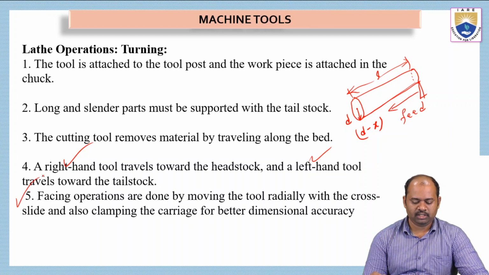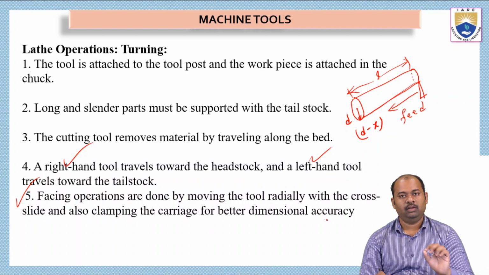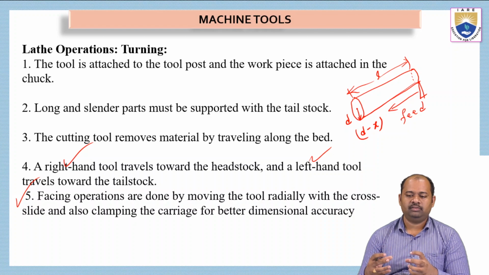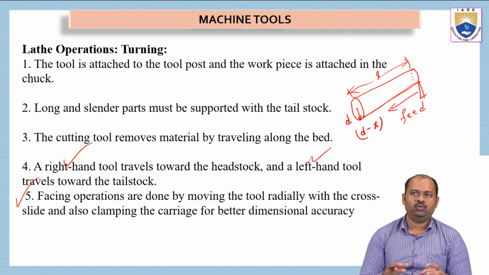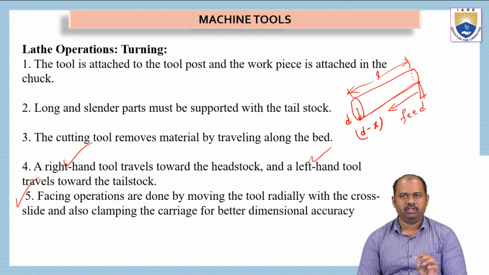And then facing operations are done by moving the tool radially with the cross slide and also clamping the carriage for better dimensional accuracy. We have to clamp the carriage at a fixed position so that we can give feed accurately, and we have to remove the material so properly that the diameter of the workpiece is uniform throughout the length. Okay, so this is turning operation. Turning operation is one of the easiest and first operations that can be done by a fresher who does not know how to work on a lathe machine.